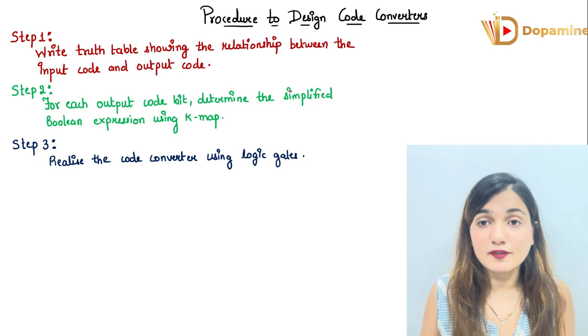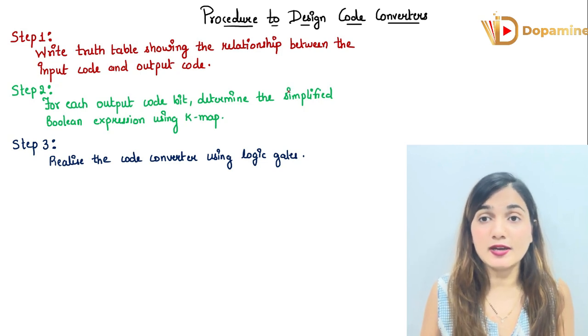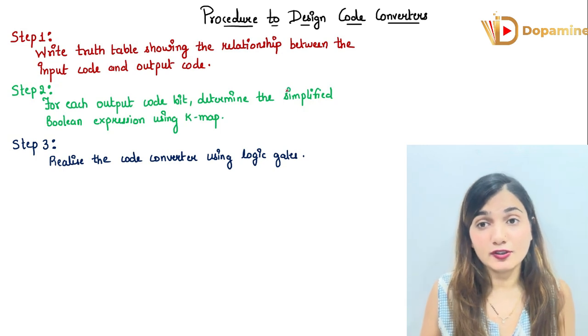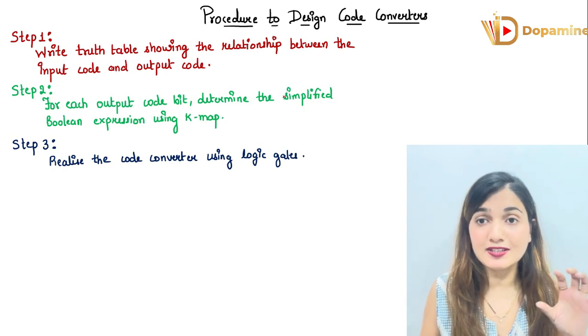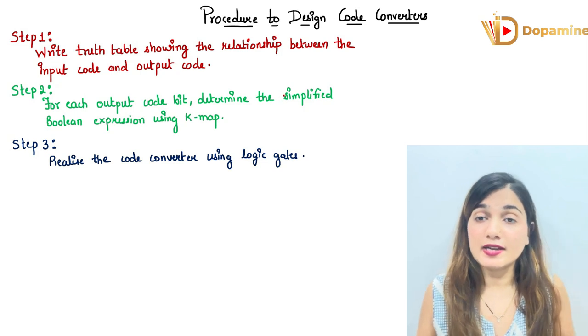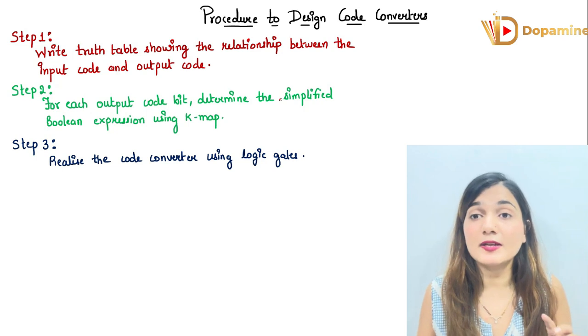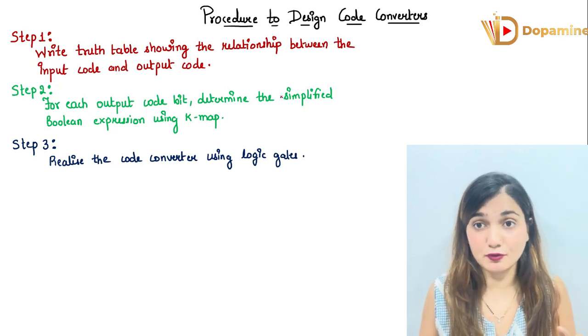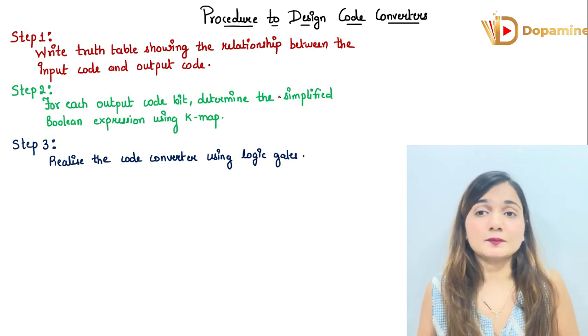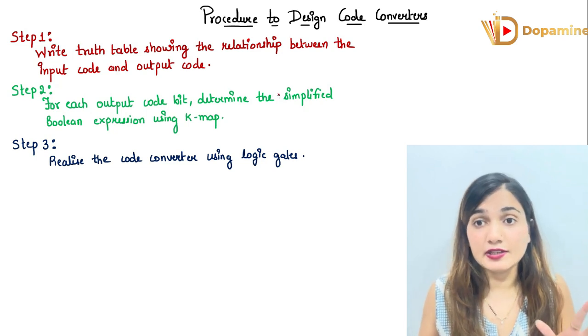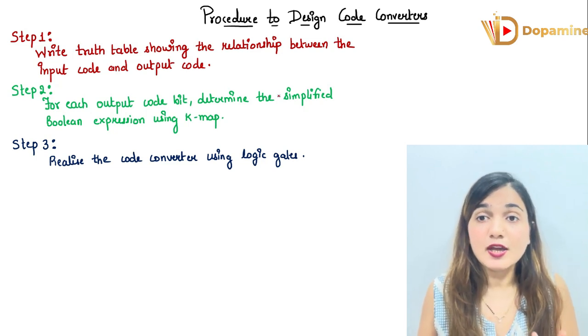So for each of the output code bits, we are going to make the K-map and we are going to simplify the K-map for the input codes, right? And with respect to the input codes, we are getting the output code. So the Boolean expression of the output codes is represented with the help of the input code, as a simplified expression. The last step is to practically realize this code converter using the basic gates.